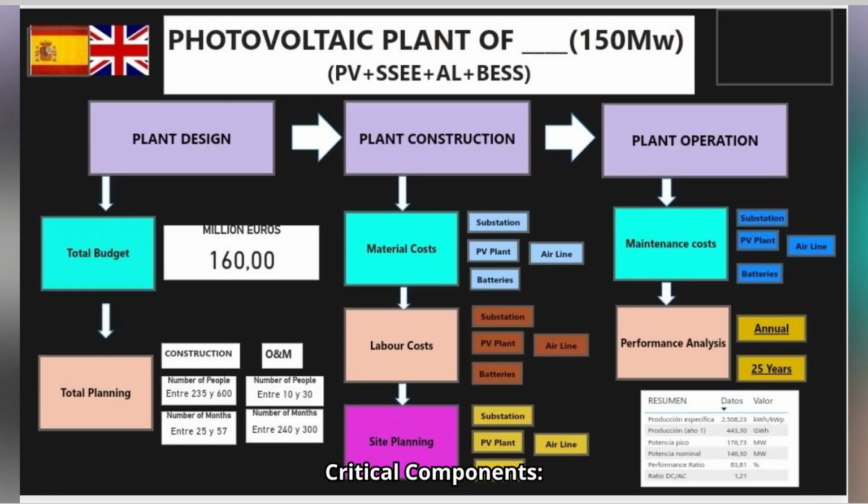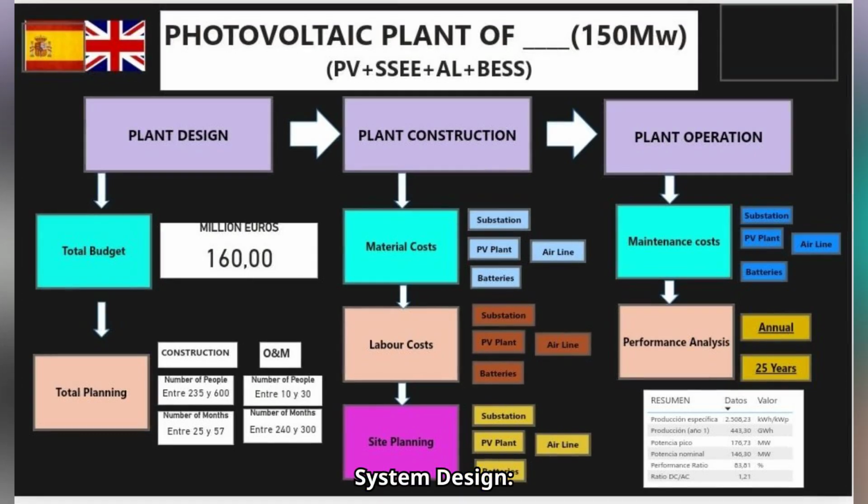Critical components. It is vital to select the right components, from solar panels to inverters and storage systems. Each component must be evaluated in terms of its efficiency, reliability, and cost. System design. System design should maximize power generation while minimizing losses due to shading, orientation, and other factors. An optimized design translates into greater operational efficiency.